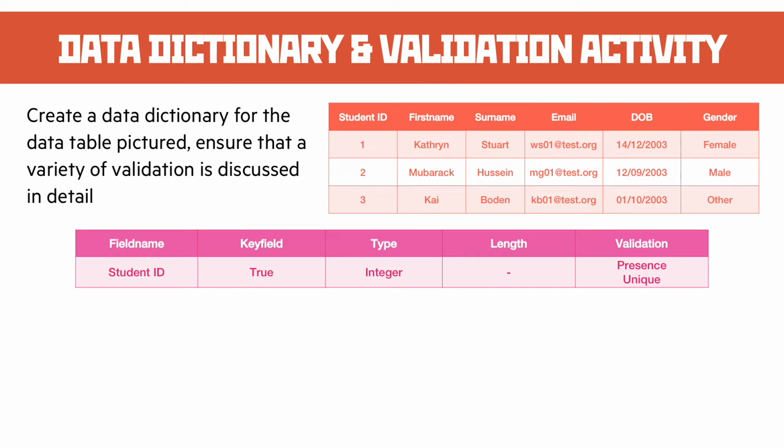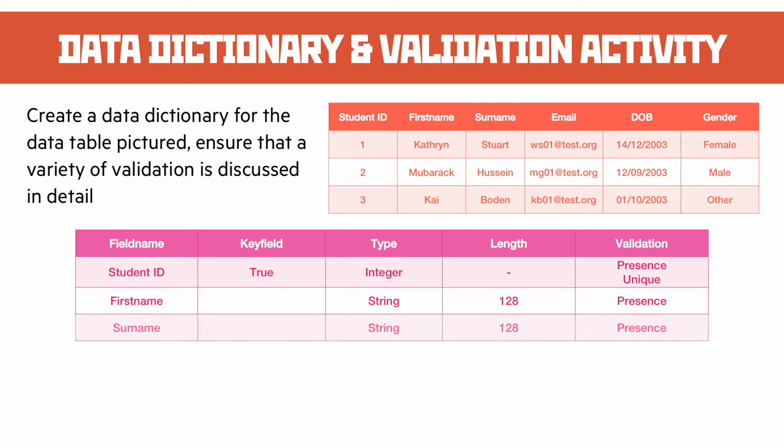How about the first name then? Well, it's not a key field, it's going to be text or string. Arbitrary value for that, 128, because I'm a nerd, but something 50-ish would be good for that. Validation, presence check, must exist. How about surname? Same. How about email?